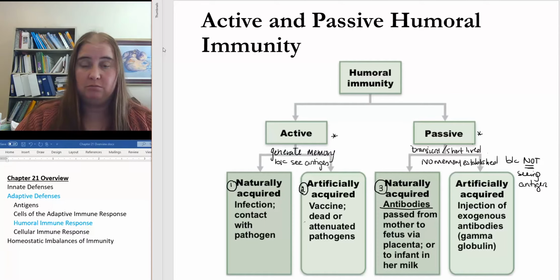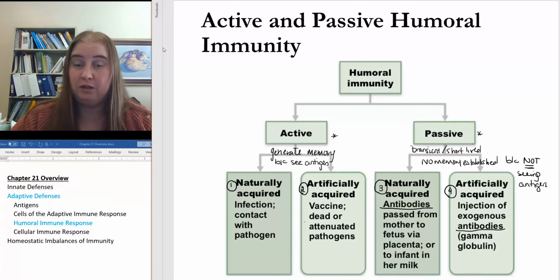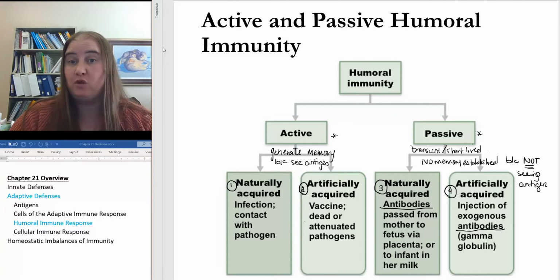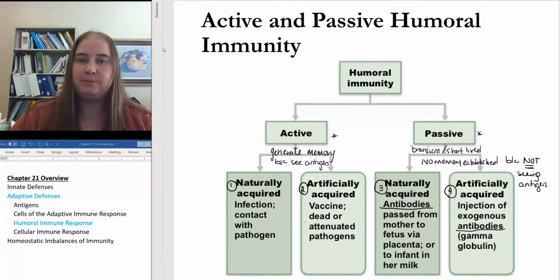No more protection. Okay? The other way we can acquire passive humoral immunity is through an artificial mechanism. So again, this is like an injection. However, in this case, we're injecting antibodies, not an antigen. So this antibody works for a short period of time. Eventually, over time, it's going to break down because we know antibodies can be there for a few weeks to a few months. And once it's broken down, there's no memory there to elicit a memory response.